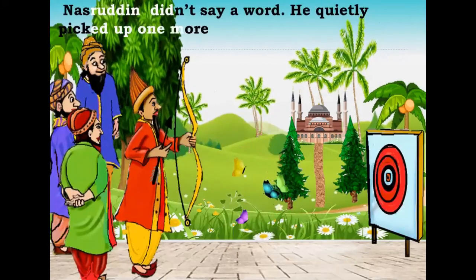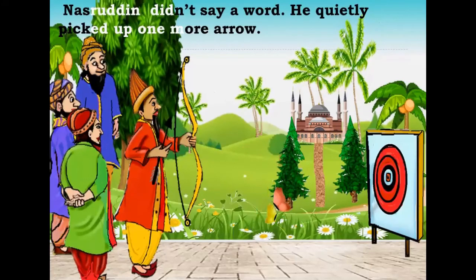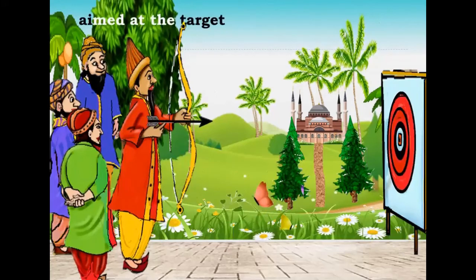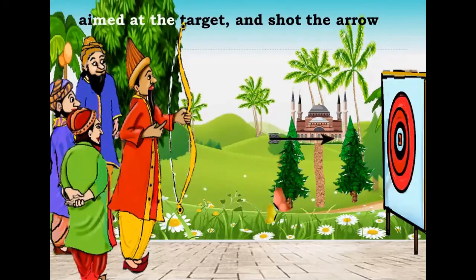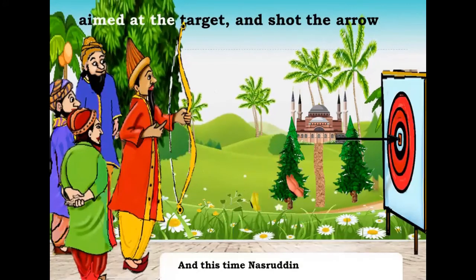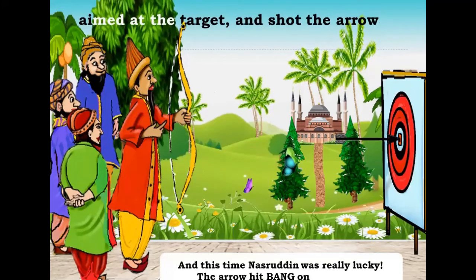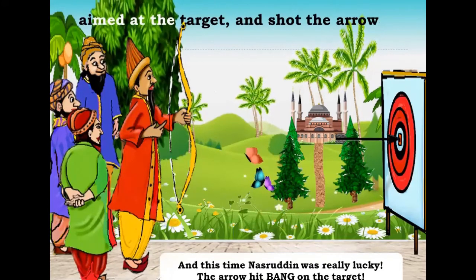Nasruddin didn't say a word. He quietly picked up one more arrow, aimed at the target and shot the arrow. Whoosh! Bang! And this time, Nasruddin was really lucky. The arrow hit bang on the target.